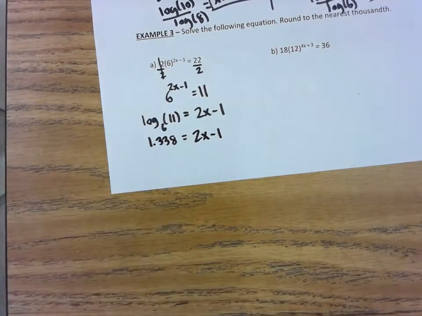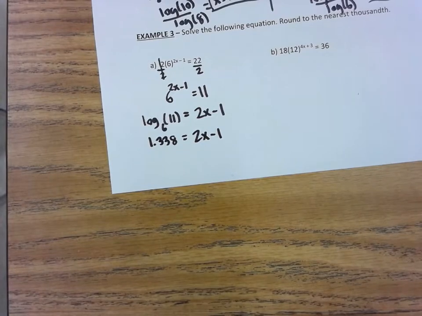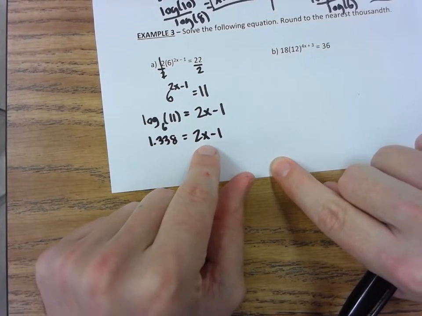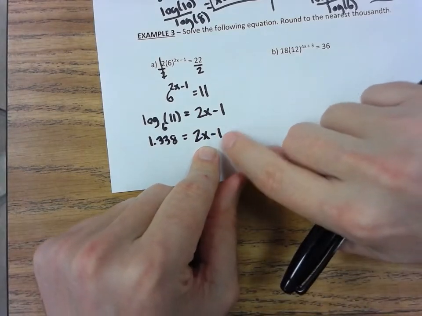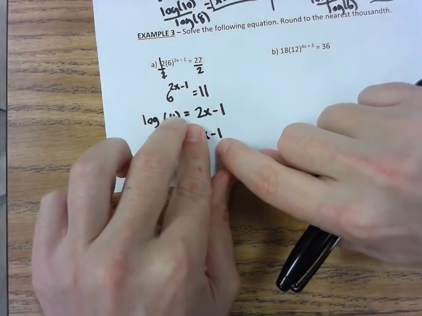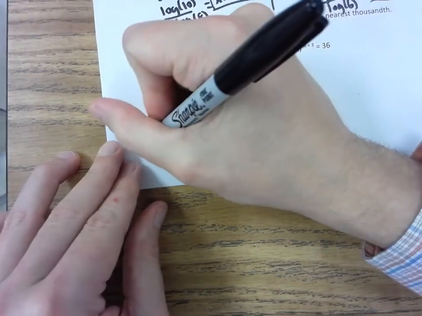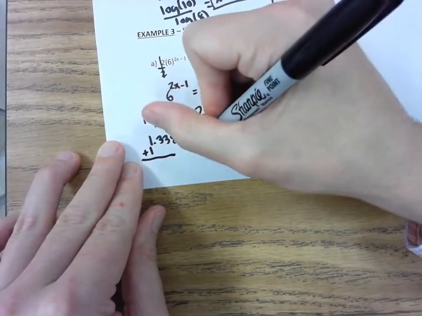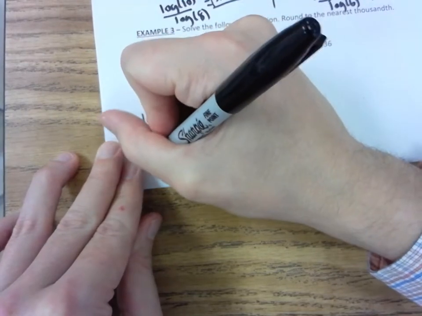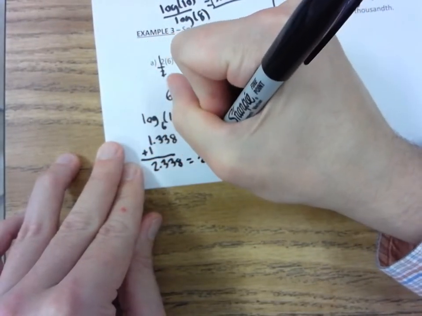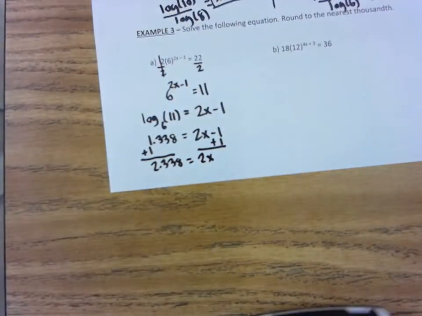But after that, that's just equation solving. So we have 2x minus 1 equals a number. To get x alone, we have to undo all the stuff that's around it. So we start by adding the 1 to both sides like we would in any equation. Get rid of that number. Cancels the 1's out, and that's going to be 2.338 equals 2x.